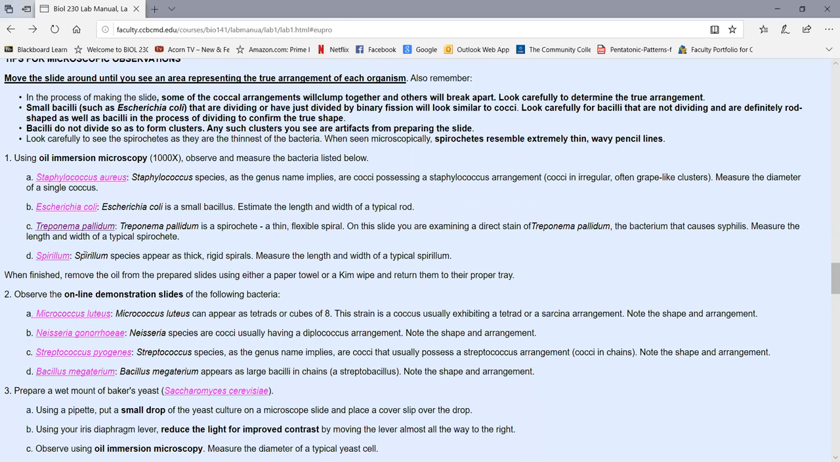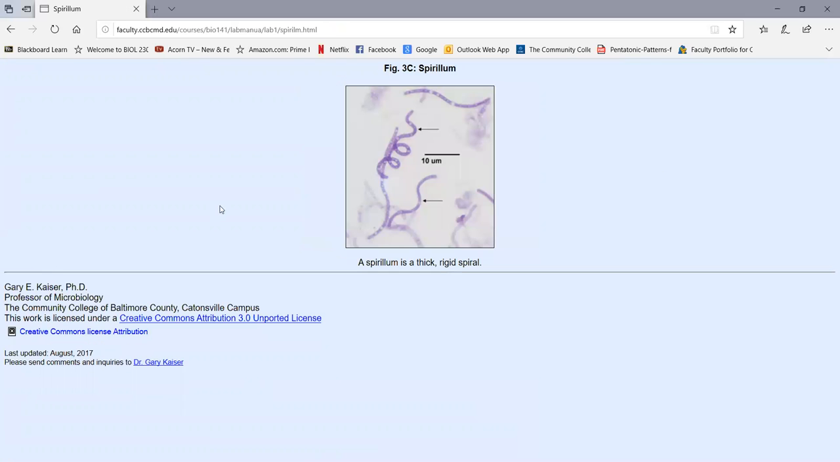And finally, we're going to look at a spirillum species, which is a thick, rigid spiral. And this bacterium is named after its form. And so again, you may not see any that have actual spirals after the slide's made, but this is pretty typical down here. So length would be just from this end to this end, ignoring the waves, and this, of course, would be the width here.